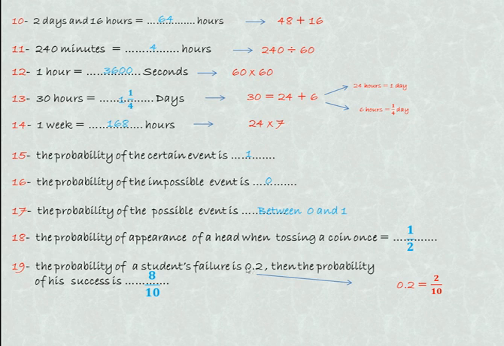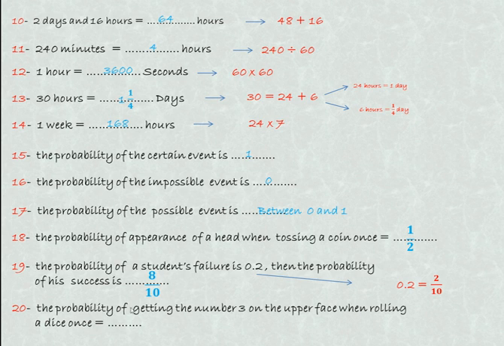But if the failure is 0.3, I mean 3 over 10, as 3 over 10, the total will be 10, the remainder from 10 will be 7, so 7 over 10, and so on.